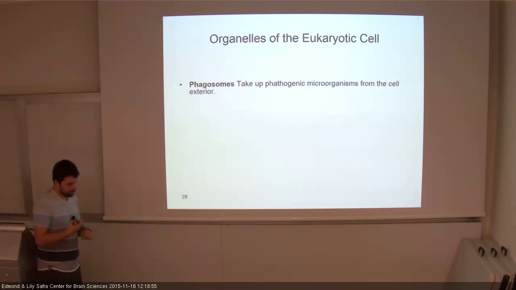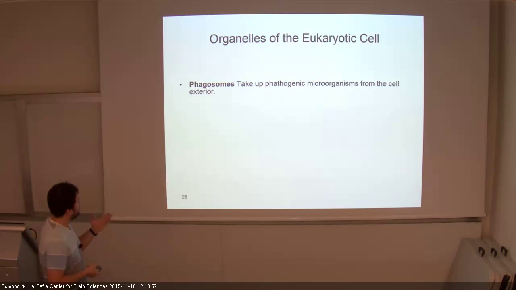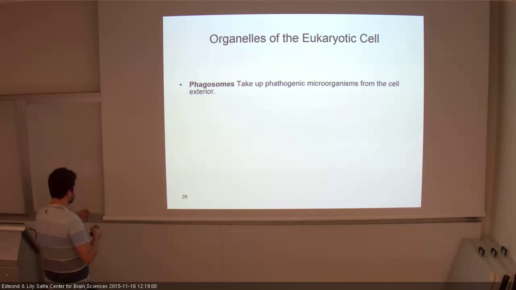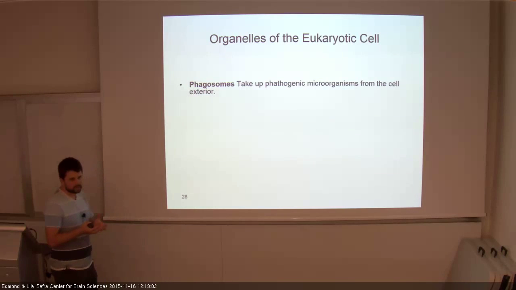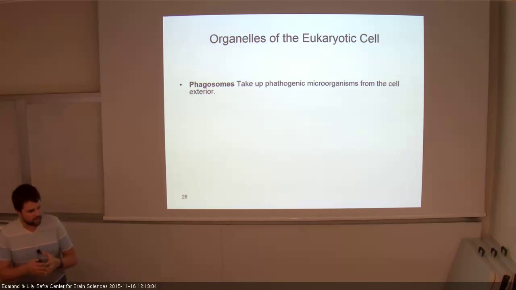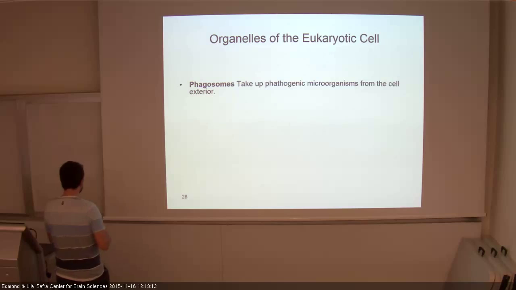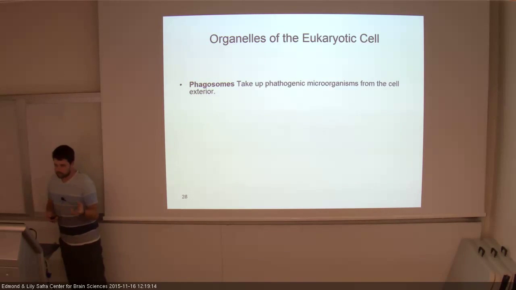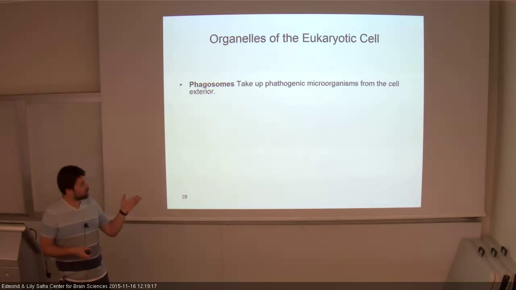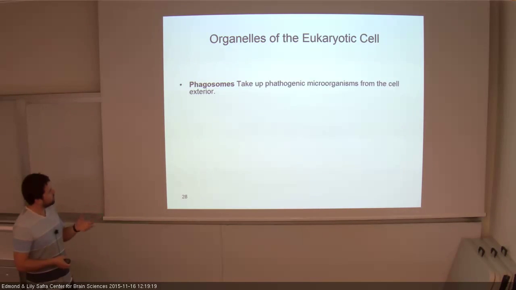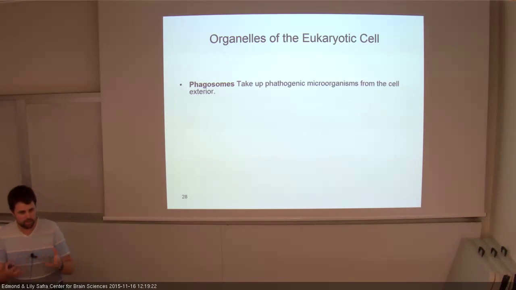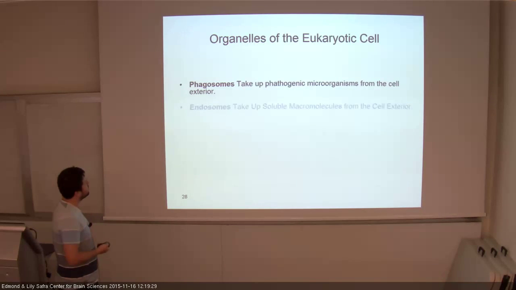So apart from what I told you, now we're going to focus on more vesicle-type organelles, like the lysosomes. In each cell you have multiple vesicle organelles that have specific functions. For example, phagosomes, which are especially common in the immune system, take up all sorts of material or microorganisms from the cell exterior. They take it inside and then they digest it.